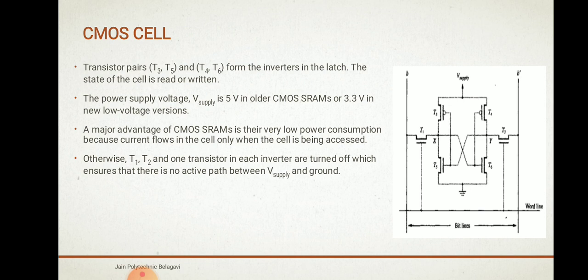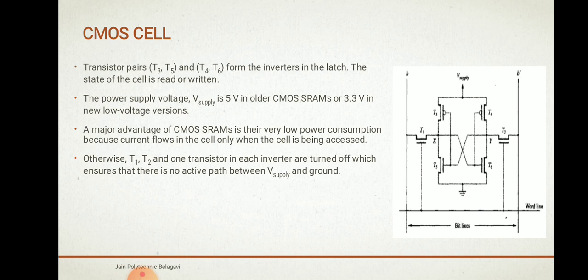Now the power supply voltage is 5 volts in older CMOS cells, or 3.3 volts in newer cells. When you compare, the major advantage of CMOS SRAMs is very low power consumption. That is, it will take less power because current will flow in the cell only when the cell is being accessed. With the other cells, current will be flowing to all the cells even if they are not being accessed. But in CMOS SRAM cells, current will flow only through the cells which are used for read or write operations. So that is the difference between CMOS and other cells.